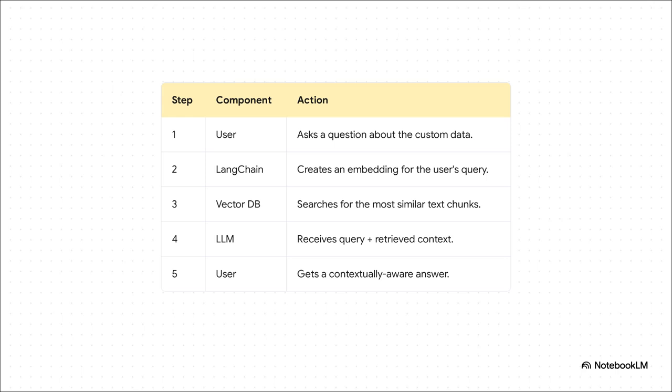Then, and this is the retrieval part, it takes that embedding to the vector database and says, find me the chunks of text in our library that are most like this question. The database hands back the most relevant pieces of your document. And here's the augmented generation part. LangChain bundles your original question with that relevant context it just found and sends the whole package to the LLM. The LLM now has everything it needs, your question and the exact snippets from your own documents, to give you an intelligent, contextually aware answer.